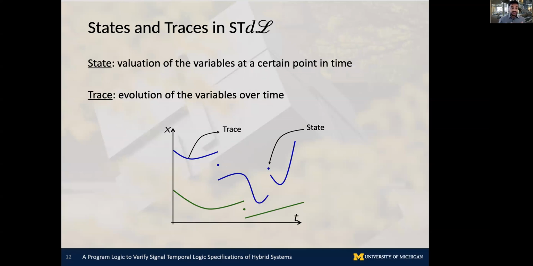There is also a notion of states and traces in STDL. Informally, a state is a valuation of the program variables at a certain point in time, whereas a trace is the evolution of the variables over time. In the figure on the slide here, we have some variable x, this is along the y-axis, and then we also have our time axis, and then these continuous lines are essentially the trace of the program over time, and then looking at one particular value of time, whatever value the variable x is going to take, that will correspond to the state of the program.